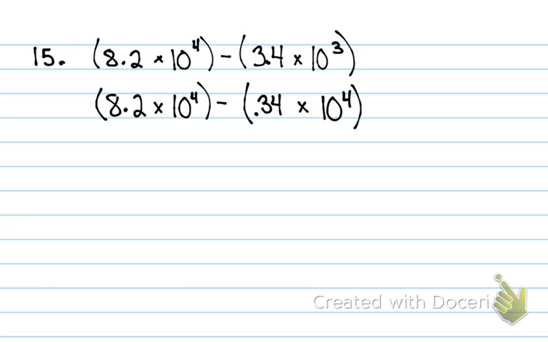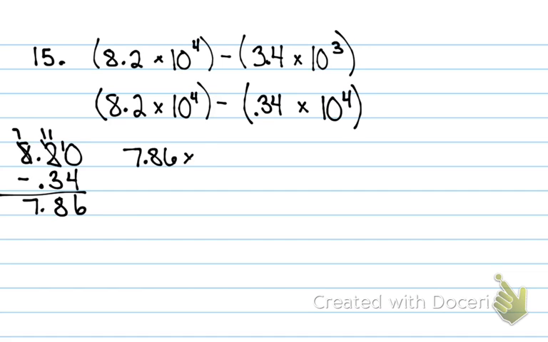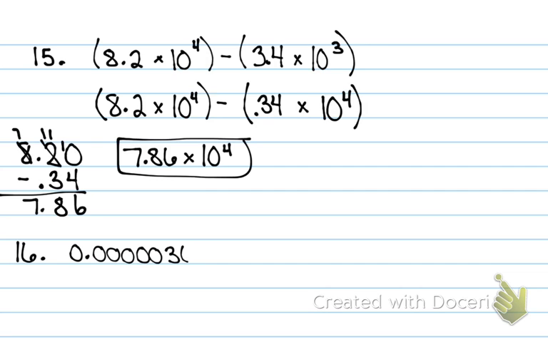Okay. And Trey, what would I want to do now? Subtract 8.2 from 0.34. Very good. 8.2 minus 0.34. It's really important that we line up our decimals here. And Ethan, what would go above the 4 when I subtract? A 0. Very good. And I can start borrowing. 7.86. All right. Times 10 to the 4th power.